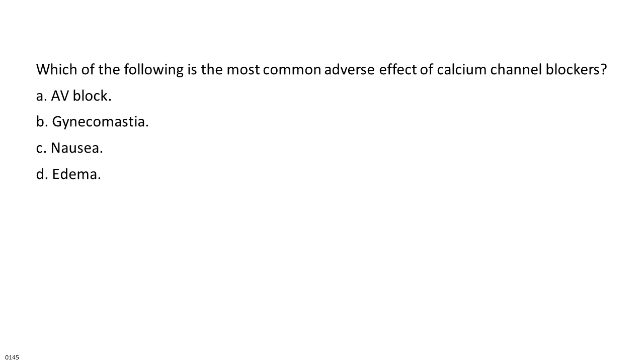The answer is D. Edema. All of these are possible side effects of calcium channel blockers, but the most common side effect is edema. Calcium channel blockers decrease blood pressure by hindering the influx of calcium into myocardial cells. They may also increase the diameter of blood vessels, which always results in decreased blood pressure.